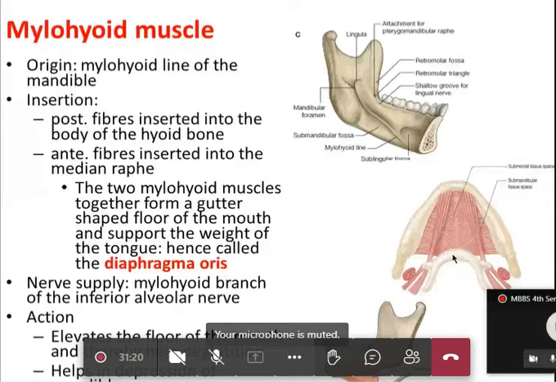Mylohyoid muscle. The mylohyoid line of the mandible is the origin site of the mylohyoid muscle. This is the mylohyoid line on the inner aspect of the body of the mandible. For insertion, the posterior fibers are inserted into the body of the hyoid bone. So this is the body of the hyoid bone, and the anterior fibers are inserted into the median raphe. This is the median raphe in the floor of the mouth. They are the insertion site of the anterior fibers of the mylohyoid muscles.